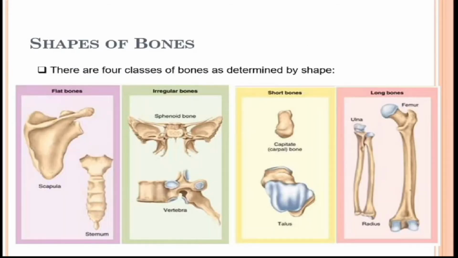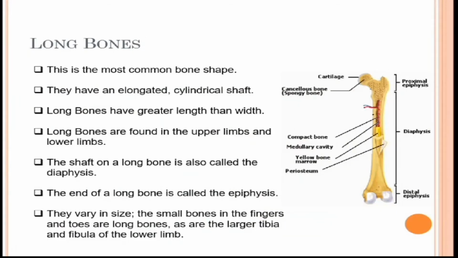Then depending on the shape of the bones, it could be flat bone, irregular bones, short bones, or long bones. Long bones are the most common type of this bone shape. On the right you can see this is a long bone from the leg. So they have two ends, the distal and proximal. So I hope you know the difference between proximal and distal.